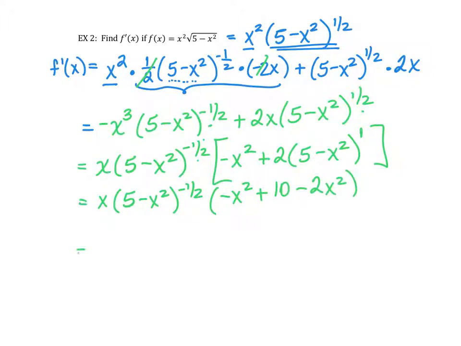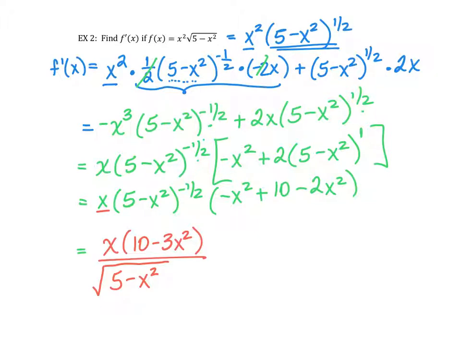And now I could go to a final answer. I have the x. I'll put him there. They don't usually leave negative exponents, so I'm going to take the 5 minus x squared and put it on the bottom. That would be to the 1/2 power. Usually with 1/2 and 1/3, they put it as a root. So I'll slap a root in there, a square root. And then this factor will go on top, 10 minus 3x squared. And that's my final answer.